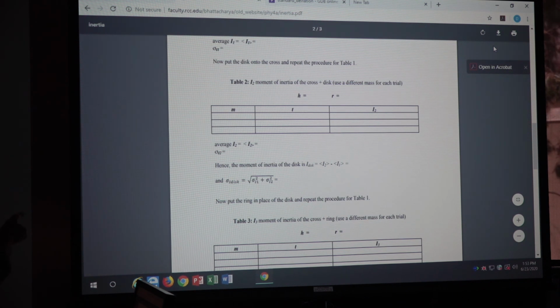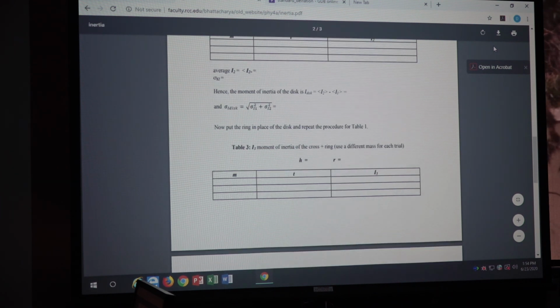And notice that I wrote down here how to get the moment of inertia of the disk. It is the average of I2 minus the average of I1. And then you also get the sigma for the disk, which is the square root of sigma I1 squared plus sigma I2 squared. And that basically ends the moment of inertia for the disk.